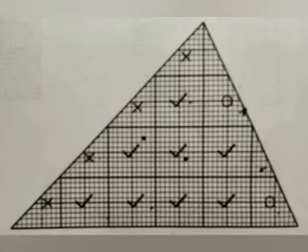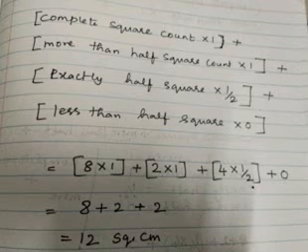So in the figure, we have 8 complete squares, 2 more than half squares and 4 exactly half squares. So you have to count as 8 plus 2 plus 1 by 2 into 4. That is only 2. So this many count you will get. So the answer is 12.